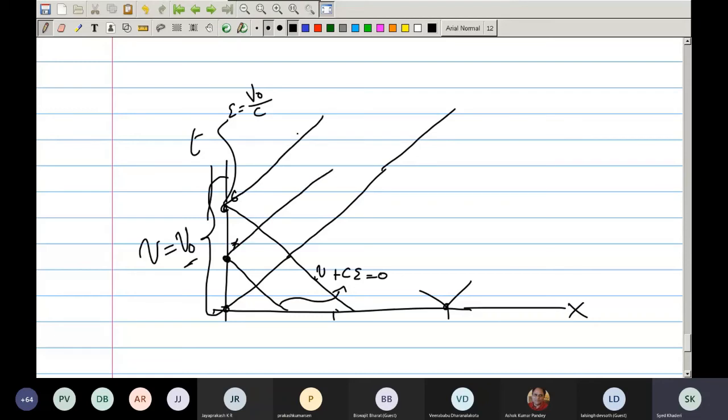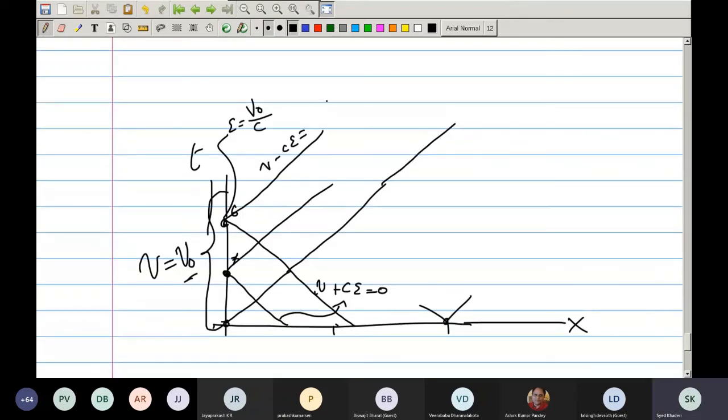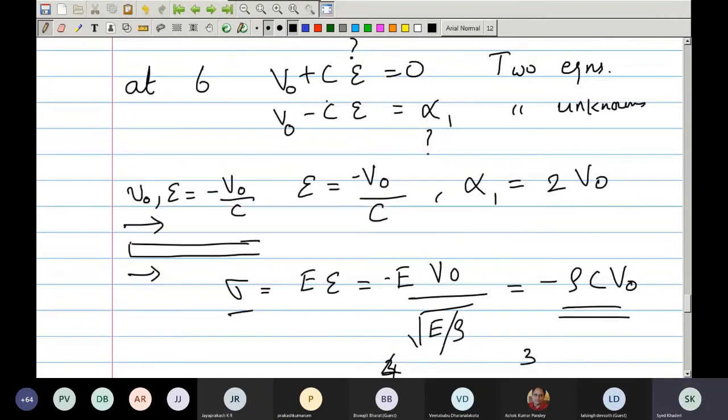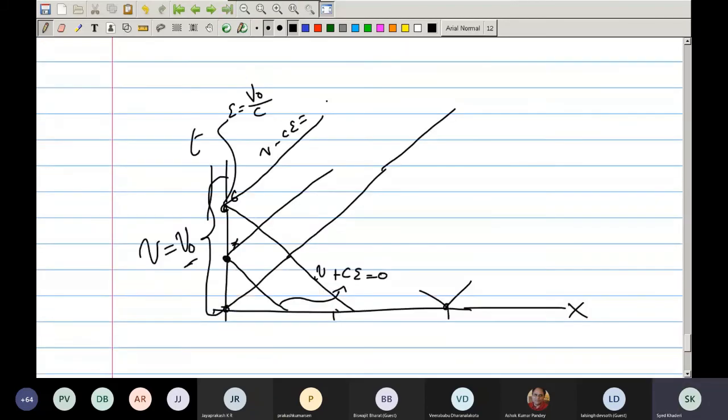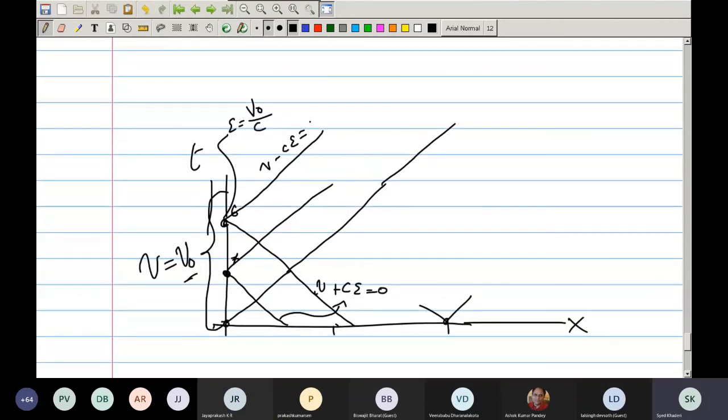So on this characteristic, I had that v minus c epsilon is what? 2v0. So on this characteristic also, I will have v minus c epsilon is 2v0. Now we would like to find out what is the velocity of this particular point, 6, 7, let's say 8.